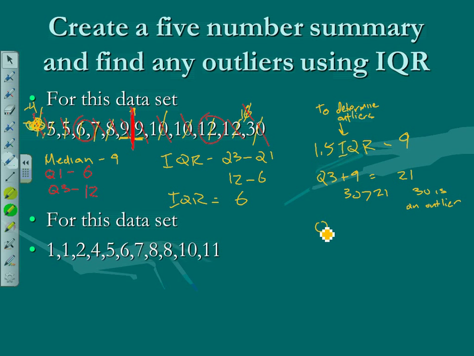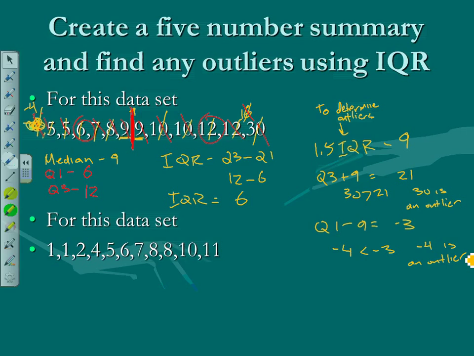We will take our Q1 and we will subtract 9. And I get -3. Well, if we had -3 and this is -3, then it technically is not outside of that value. So we would say -3 is not an outlier. But since I changed it to -4, you would say -4, which is less than -3, is an outlier. Does that make sense? Okay.